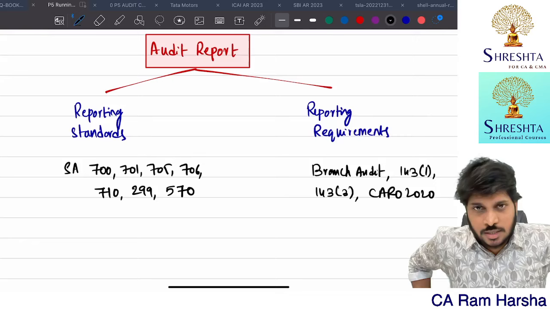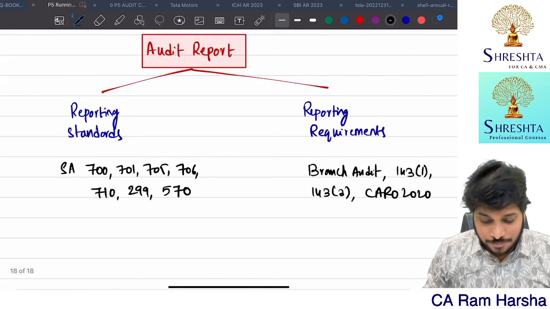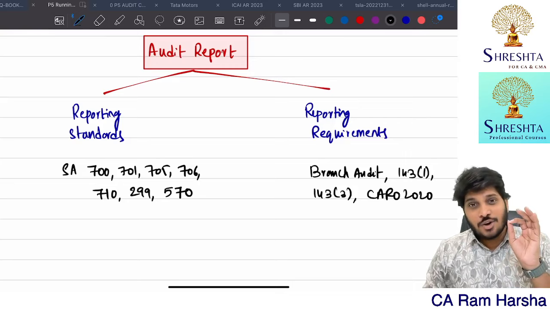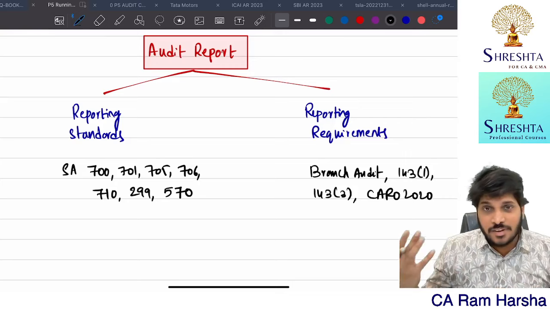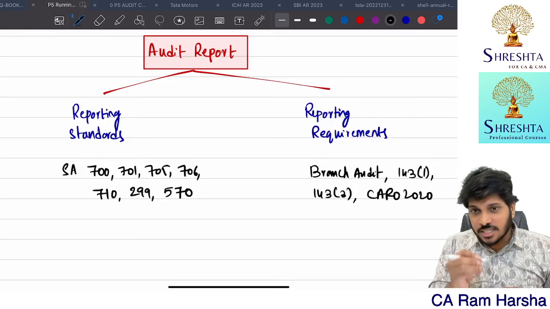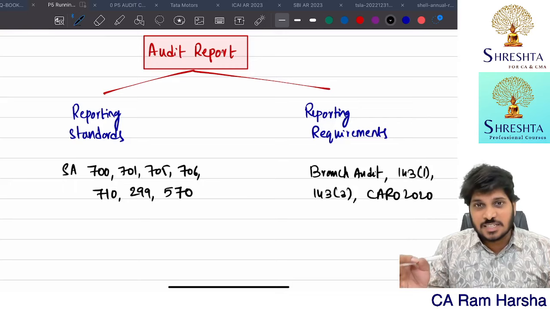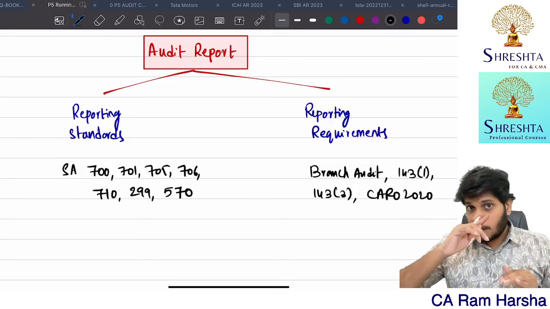If you look at this chapter, first of all, we have seen in the first chapter, nature, objective and scope, what is the objective of an auditor. What we have learned is that the objective of an auditor is to obtain reasonable assurance. Why reasonable assurance? Because inherent limitations were there. We cannot give absolute assurance. So the objective of an auditor is to obtain reasonable assurance whether the financial statements are prepared in all material respects, that they are free from material misstatements, and report accordingly.